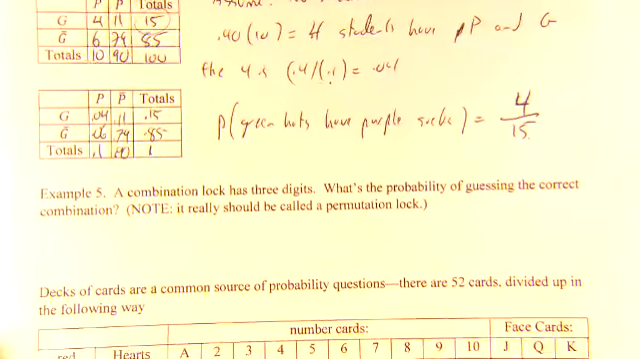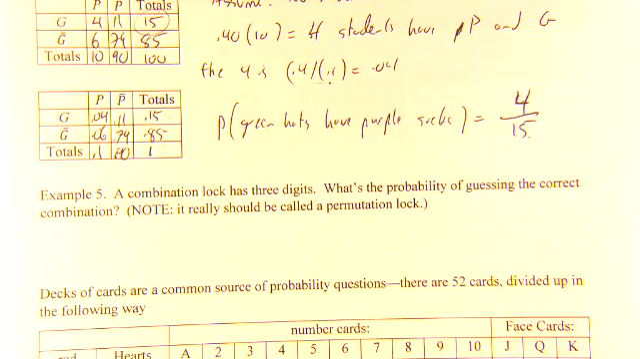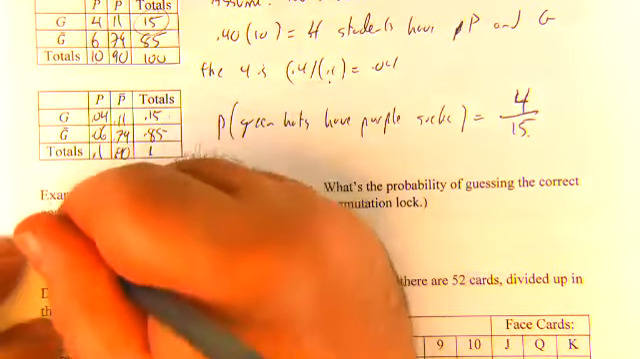So a combination lock is 3 digits. These really should be called permutation locks. What's the probability of guessing the correct combination?